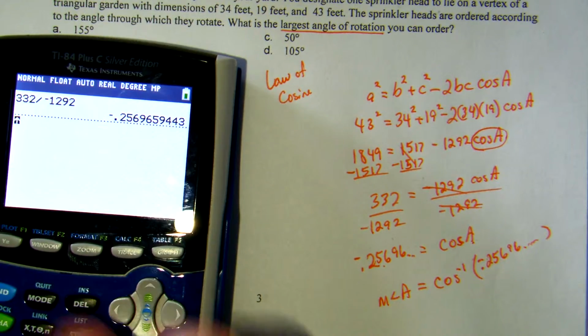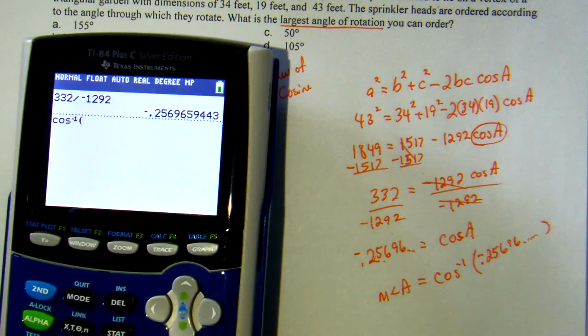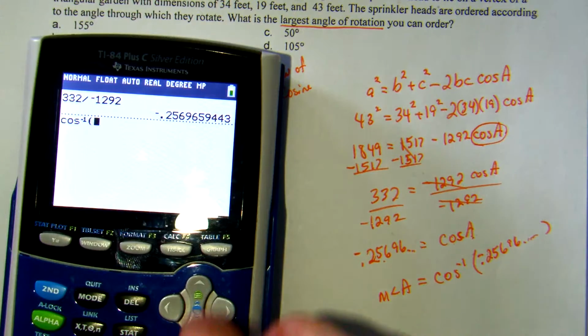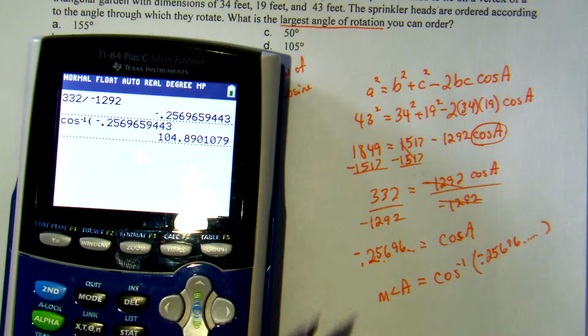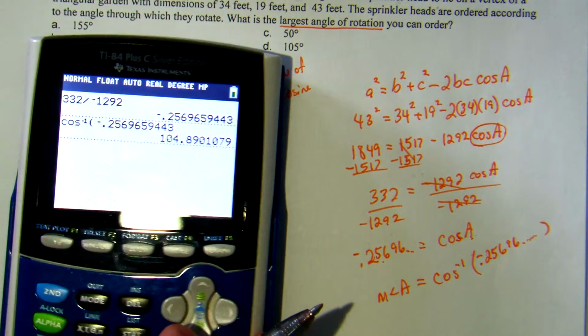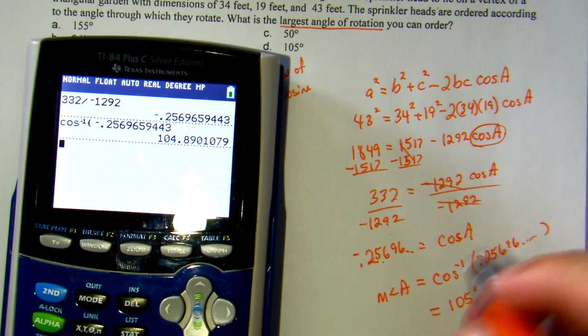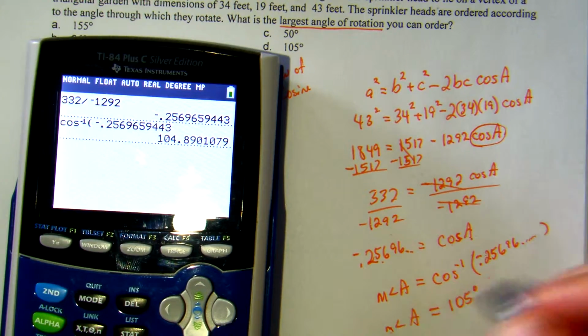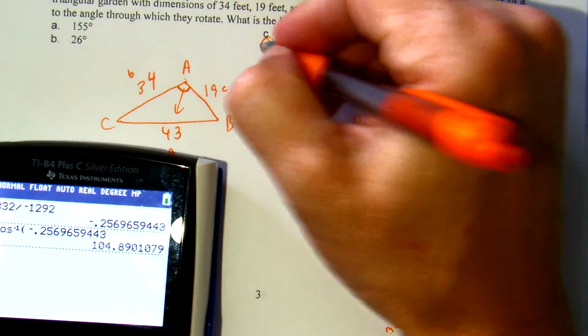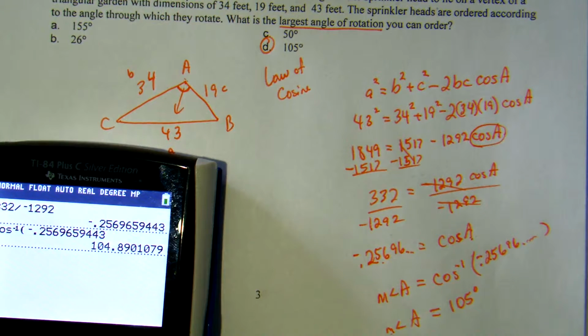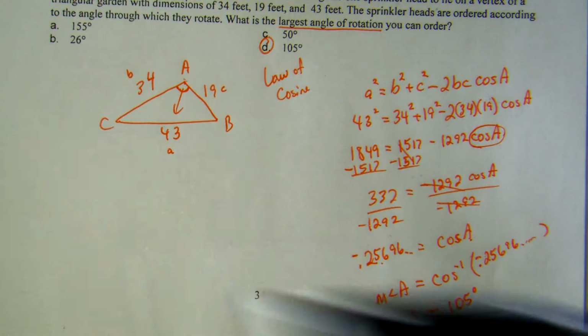So if I did second cosine on my calculator, so cosine inverse, and I arrowed up to grab that number and hit enter, I'm going to end up with 104.8 or 105 degrees. And that is your answer D. That's the largest degree that we have there. So just using the law of cosines, we can find that measurement.